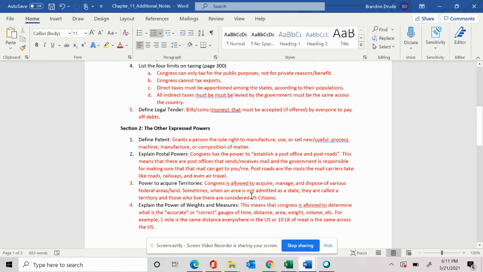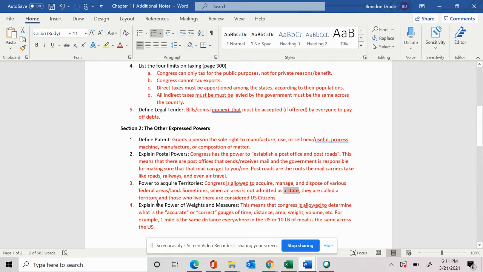the people that live there are still considered U.S. citizens. This is something that a lot of people do not realize: they are still citizens of the United States. They still vote in elections, but there are some powers and some advantages of being a state that being a territory does not have. So definitely know that Congress has the ability to acquire territory, and it's also important to know that they are U.S. citizens.